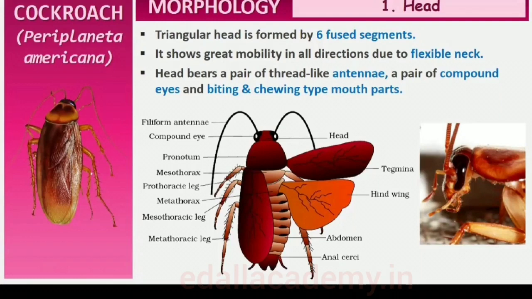The head capsule bears a pair of compound eyes. A pair of thread-like antennae arise from membranous sockets lying in front of the eyes. Antennae have sensory receptors that help in monitoring the environment. The anterior end of the head bears appendages forming biting and chewing type mouth parts.